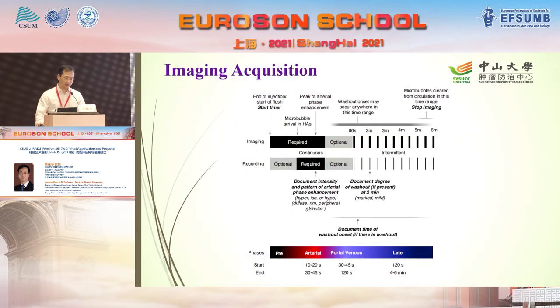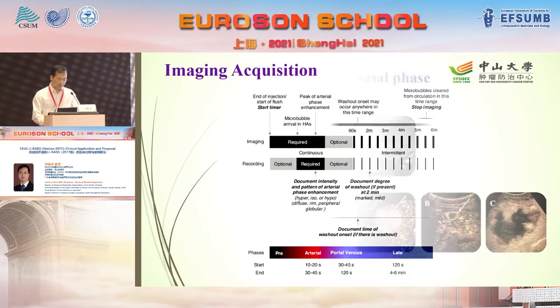The CEUS LI-RADS provides technical recommendations for imaging execution. Continuous imaging should be performed immediately after the microbubble injection. And after 1 minute, intermittent imaging at an interval of 30 seconds could be performed to document the presence or the degree of the washout until the clearance of the microbubble from the circulation, usually up to 4 to 6 minutes. Intermittent imaging is very important to minimize the microbubble distortion.